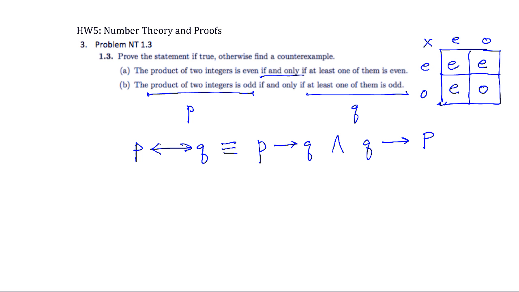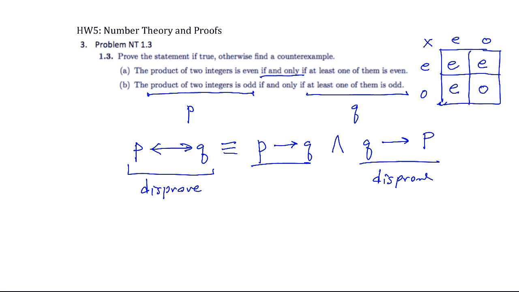And so what I'm going to do is I'm going to disprove this by disproving one of these two. I'm going to disprove this one that says that if at least one of them is odd, then, if they're both integers, the product is odd.